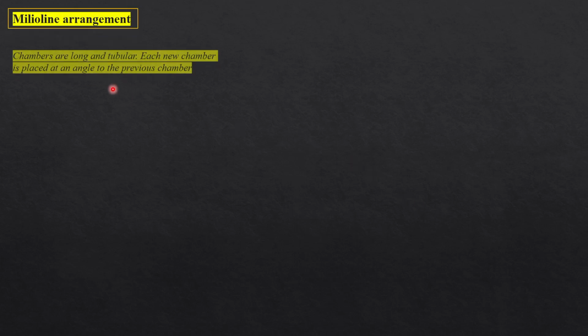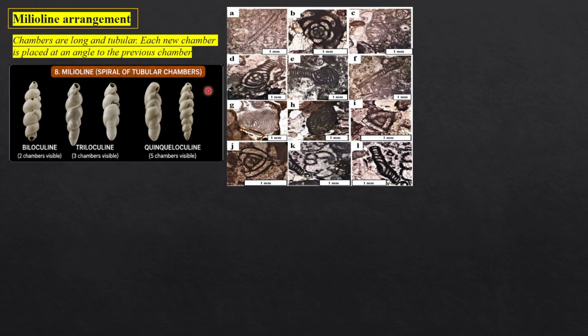Then we have Miliolid arrangement. In the Miliolid arrangement we have the perfect angle of each chamber arranged. We have the Miliolina species, and we have two chambers visible, three chambers, five chambers, and these are the thin section images of the different Miliolina species.